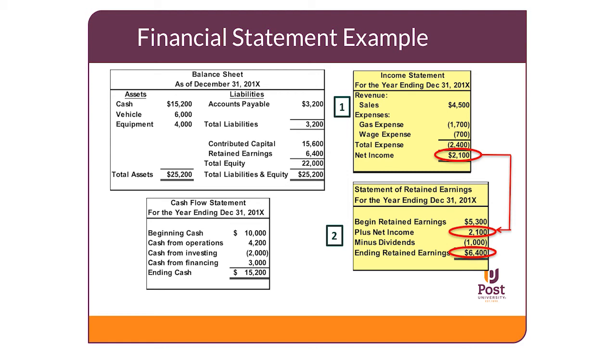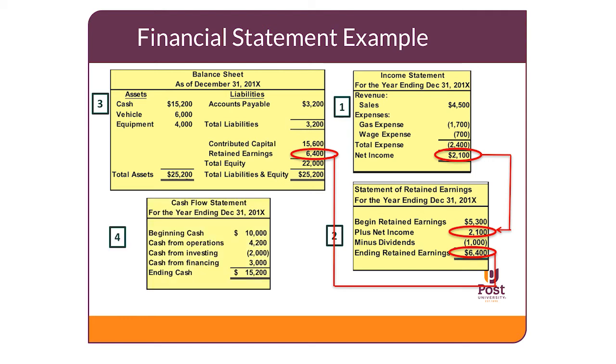Once the statement of retained earnings is prepared, we now know what the ending retained earnings is, and we need that number for preparing the balance sheet. The balance sheet is the third financial statement prepared. Ending retained earnings per the statement of retained earnings is what is shown on the balance sheet. The fourth and final statement is the statement of cash flow. On this one, we need to ensure that cash per the balance sheet is what the ending cash is on the statement of cash flow.